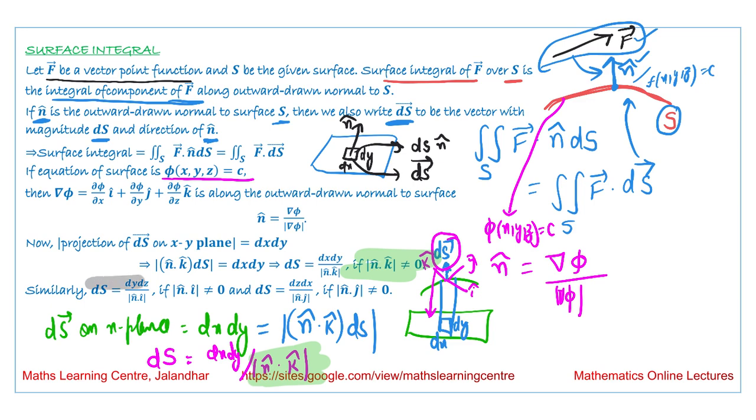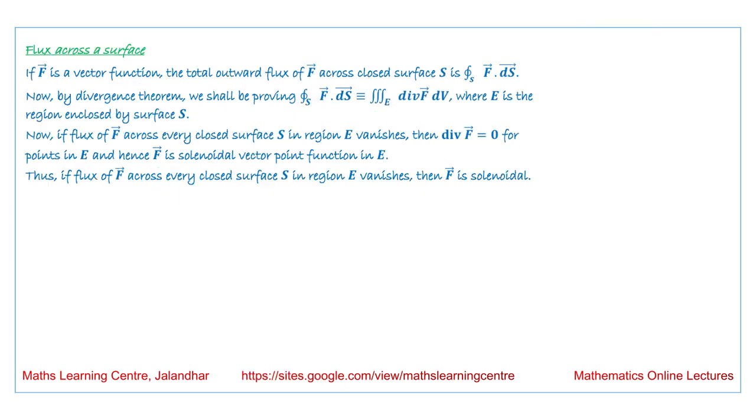Similarly, we have the other two values. ds is equal to dy dz over n cap dot i cap, if n cap dot i cap is not equal to 0. And third, ds is equal to dz dx over n cap dot j cap, if n cap dot j cap is not equal to 0. So this is the definition of surface integral that we have.